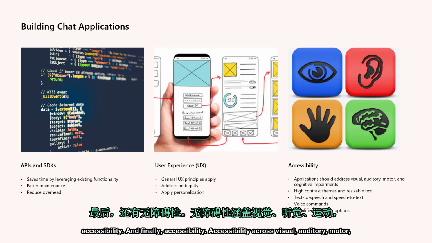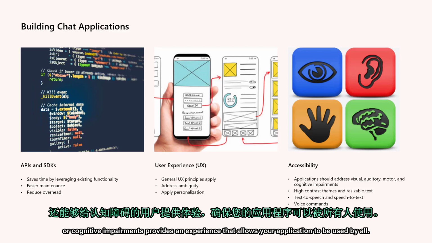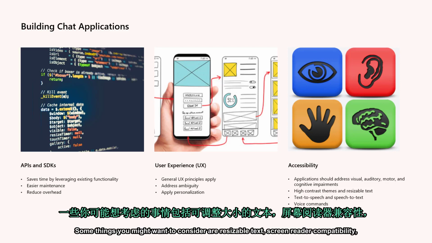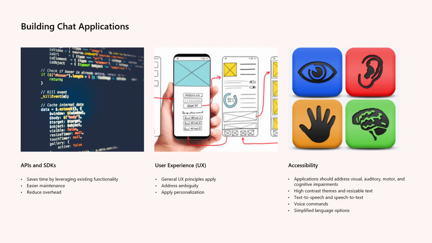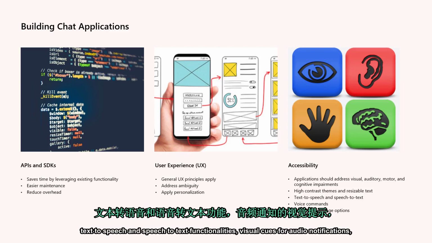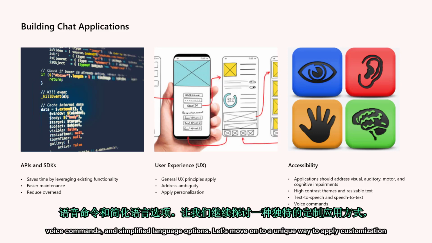Accessibility across visual, auditory, motor, or cognitive impairments provides an experience that allows your application to be used by all. Some things you might want to consider are resizable text, screen reader compatibility, text-to-speech and speech-to-text functionalities, visual cues for audio notifications, voice commands, and simplified language options.